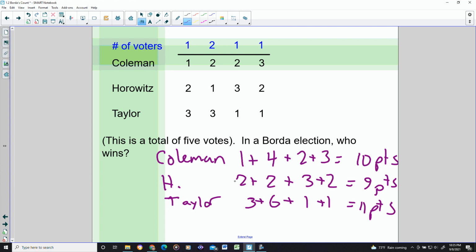Fantastic. So when this happens now, lowest score wins. So in this particular case, Horowitz. Horowitz is declared the winner, with 9 points.